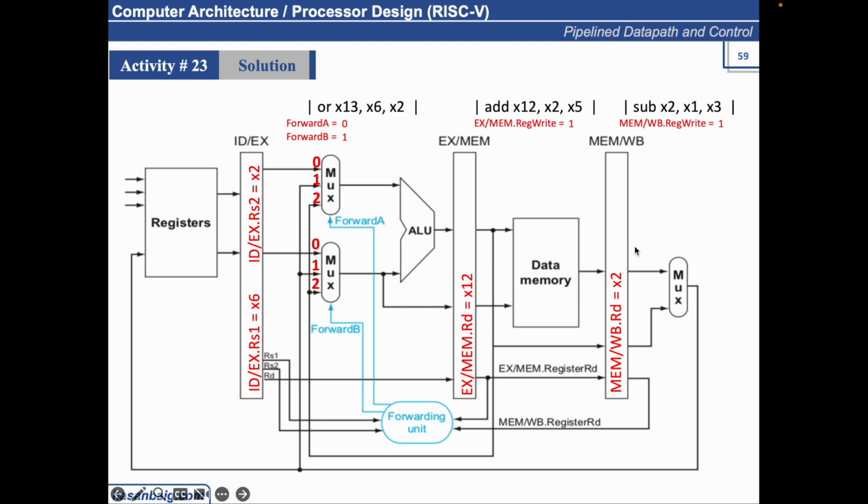By the time this instruction reaches the next phase, the correct value of x2 would of course be written into the register file. So any instruction coming after this instruction does not need the forwarding.